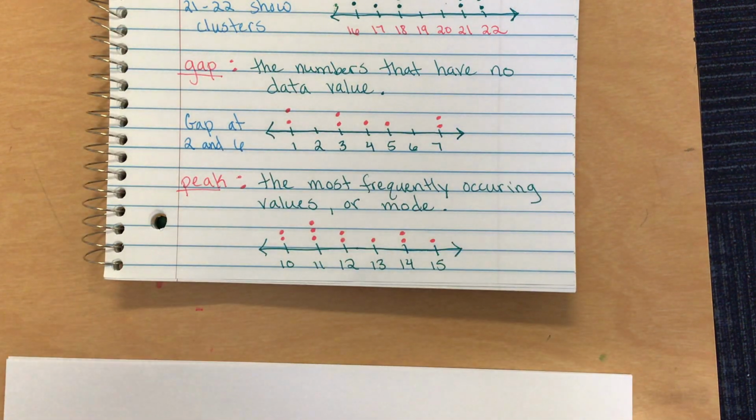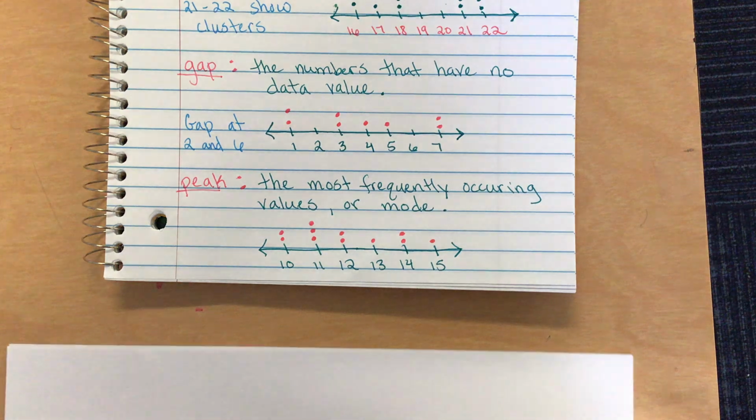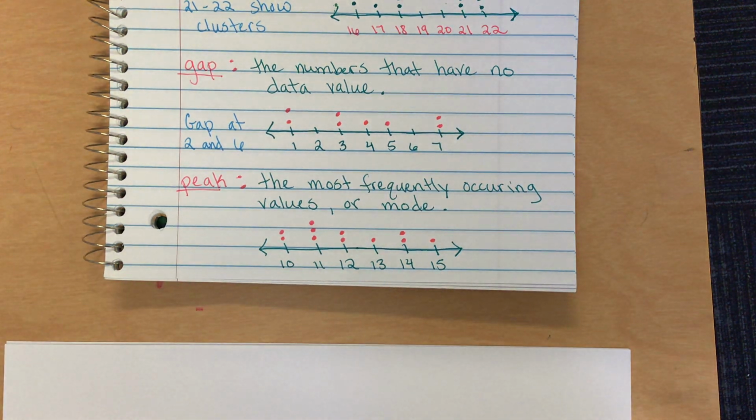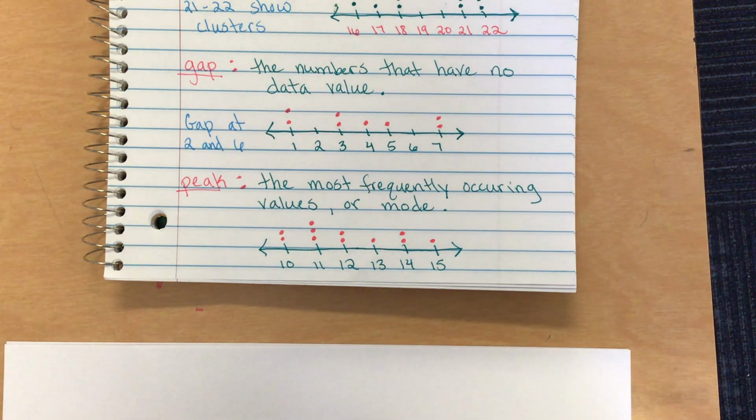Our next term or word is peak. And peak is the most frequently occurring value, or mode. So we've already learned mode. We know another word for mode is most. So which number do you see the most frequently? Meaning which number repeats the most number of times.